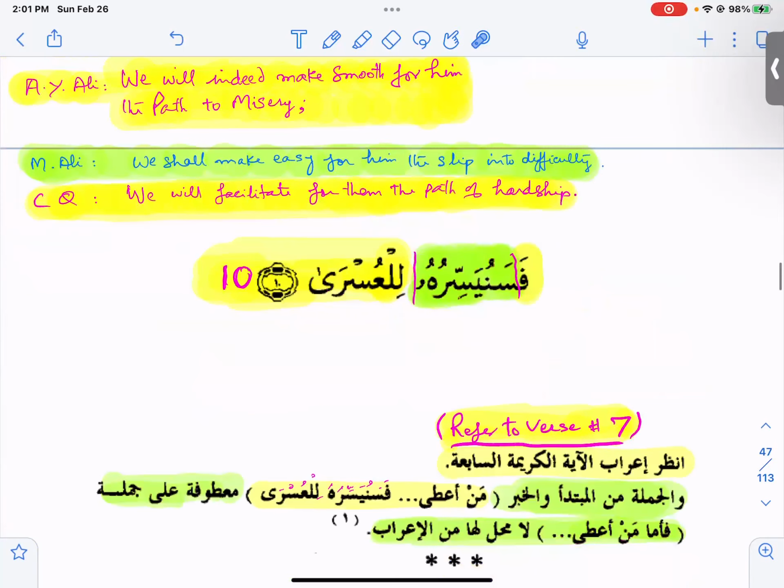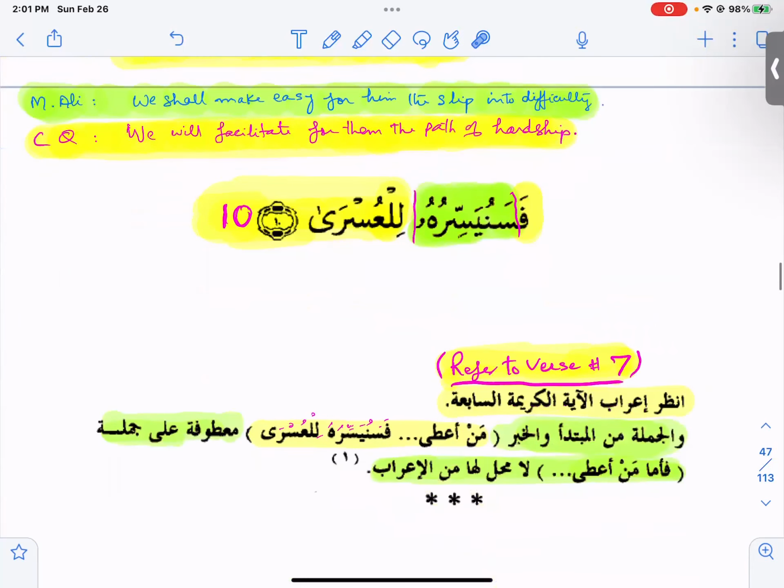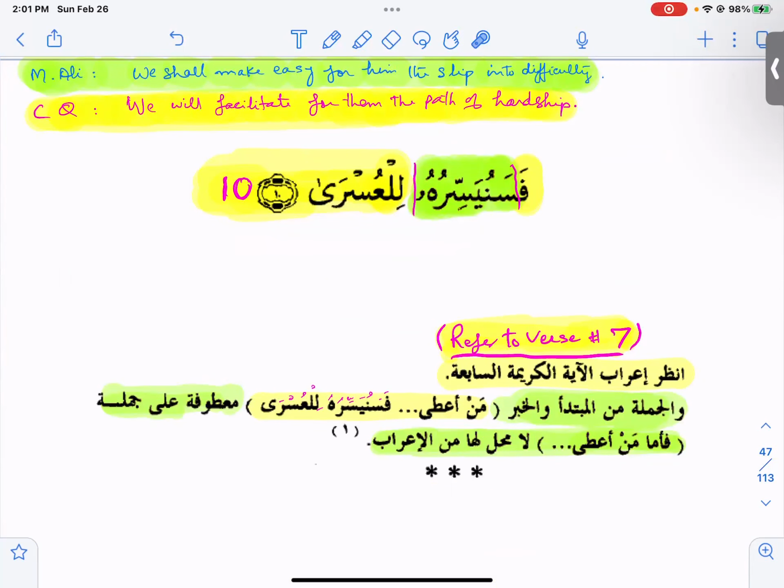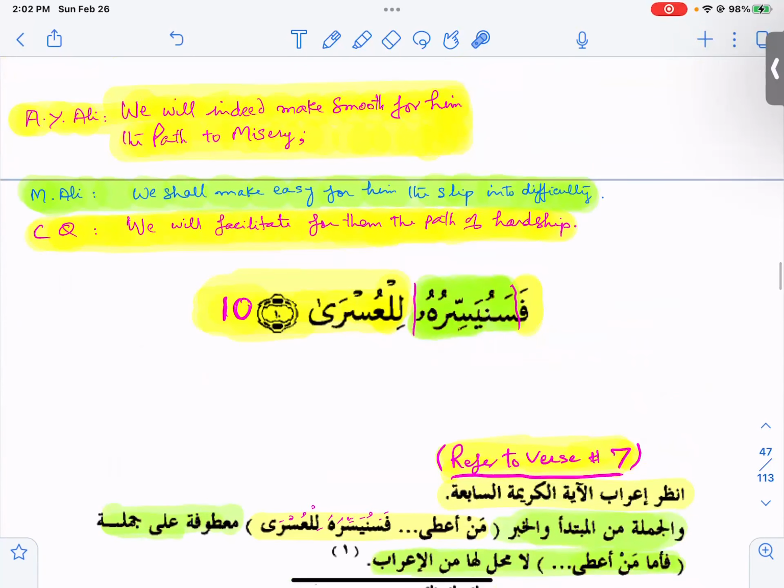Now, we come here. Same thing here. فَسَنُيَسِّرُهُ لِلْعُسْرَى. Before it was yusra, this is usra. But this is the same as what we did. Abdullah Yusuf Ali: we will indeed make smooth for him the path to misery. Yes, not to happiness, but to misery. Dr. Mohr Ali: We shall make easy for him the slipped into difficulties. He will slip into difficulties.